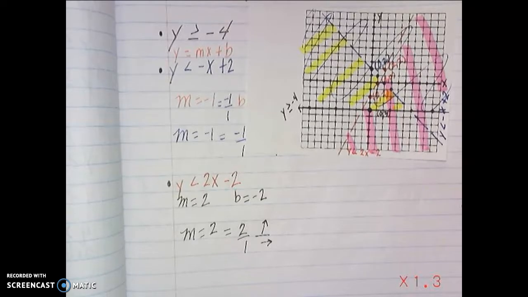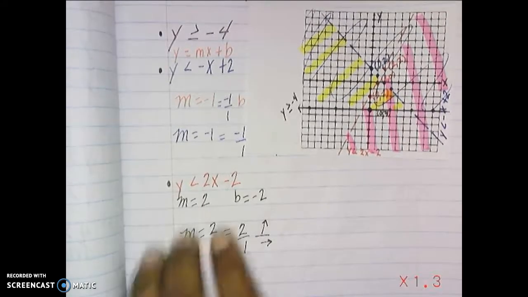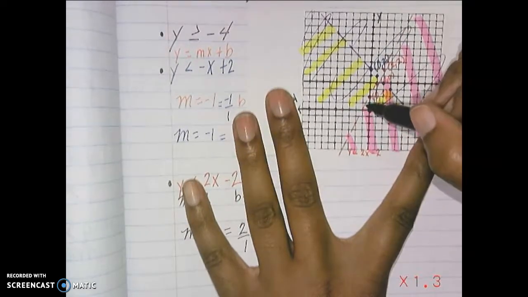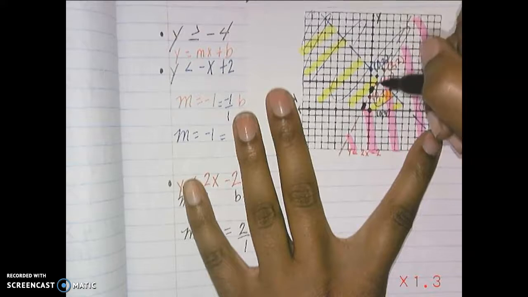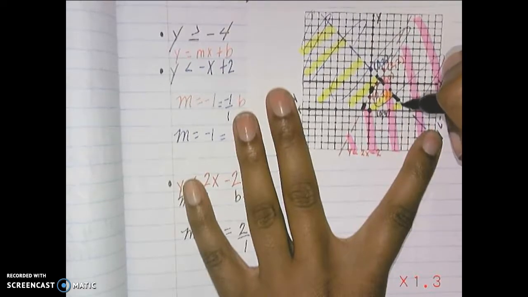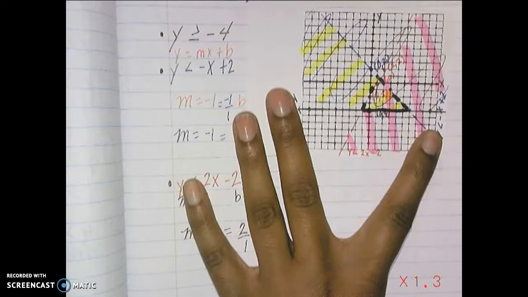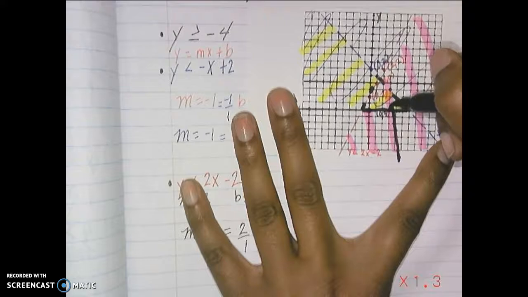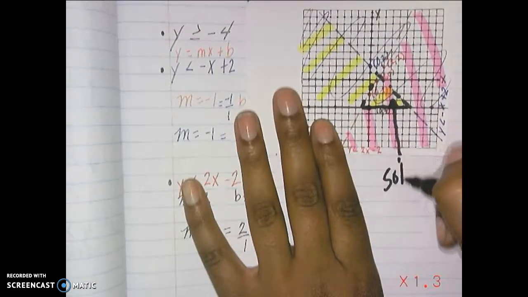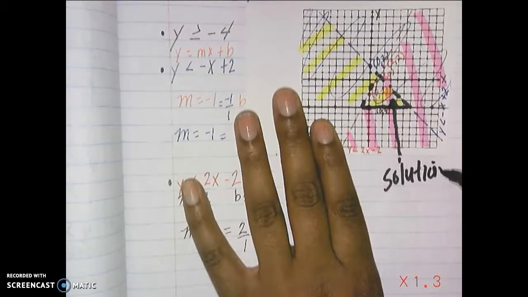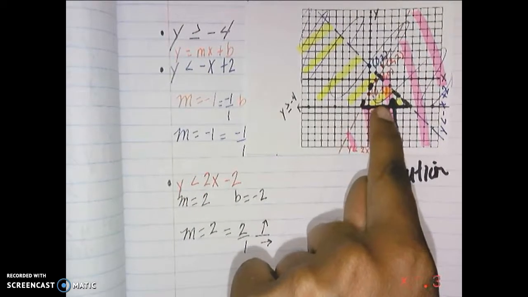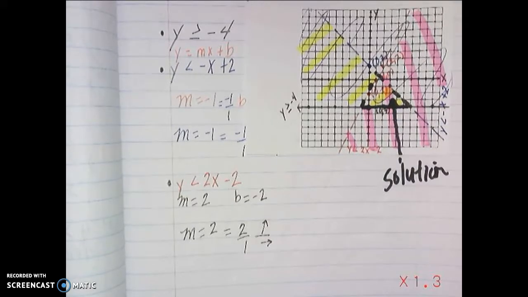So where does all of this fit in? You see this section right in here where all of the lines intersect? That little triangle right there represents the solution to the system of linear inequalities. So any point that falls within that section will be a solution. And that's really everything that we did today in class.